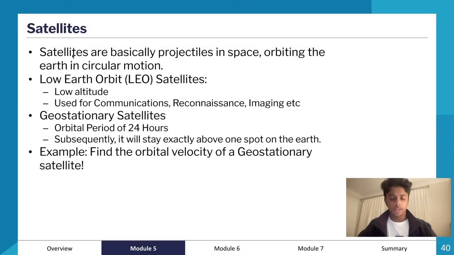All right, we can now move on to satellites. With our understanding of satellites, satellites are basically projectiles in space orbiting the Earth in circular motion. So we have two types of satellites.